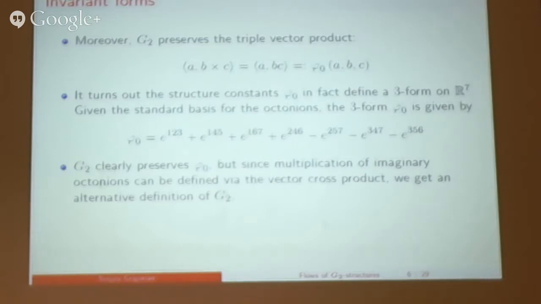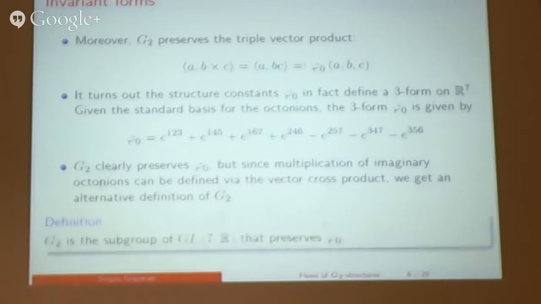Well, and the group G2 preserves octonion multiplication. So it also actually preserves this object, this 3-form phi 0. So actually, we can get an alternative definition of G2: it is precisely the subgroup of the general linear group in 7 dimensions that preserves phi 0. So we can think of G2 as just 7 by 7 matrices, which are invertible, which preserve this particular 3-form. So that's the simple way of describing it.